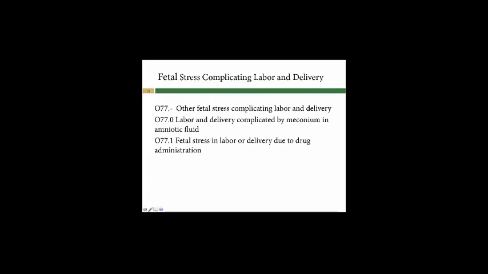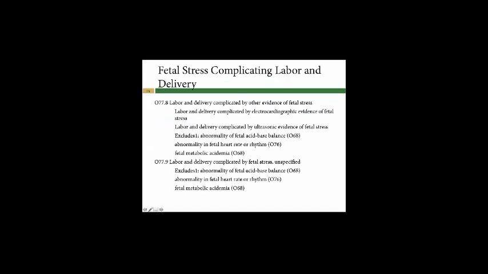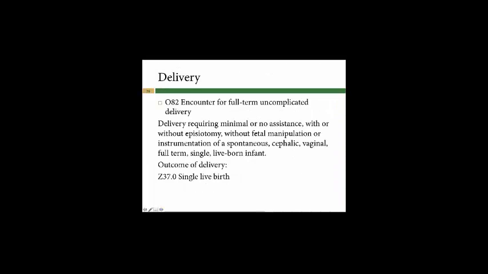Fetal stress, complicating labor and delivery. So we have by meconium, fetal stress in labor or delivery due to drug administration. And then here are more specific codes also in that category. Fetal stress, labor and delivery complicated by other evidence of fetal stress, and there you can see the types, or by unspecified. So we're going to try not to use these unspecified codes, but sometimes we're going to use the unspecified codes because that's all we have. But here, you probably wouldn't need to, because if you had a patient who you delivered because of fetal stress or fetal distress, you would know what the type was, and you could choose a specific code.